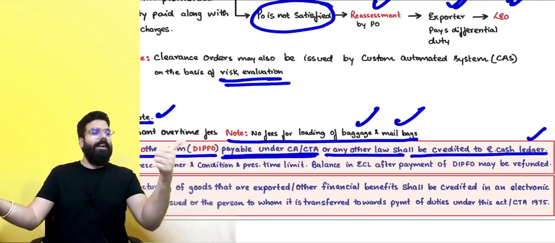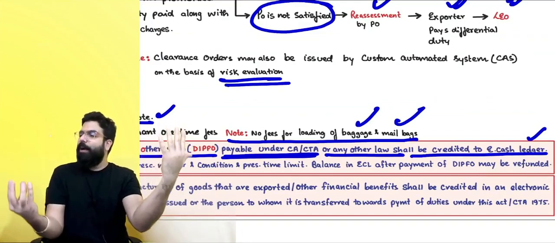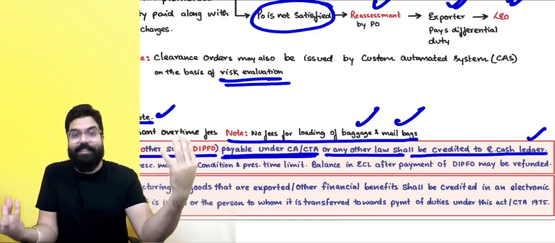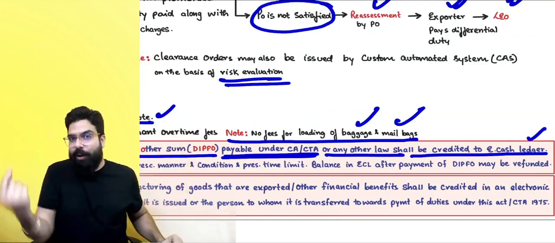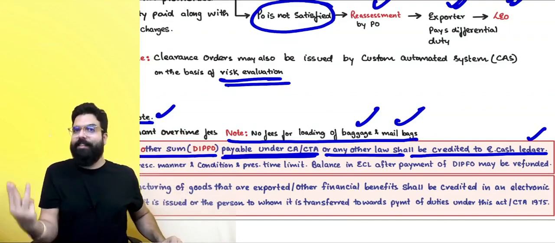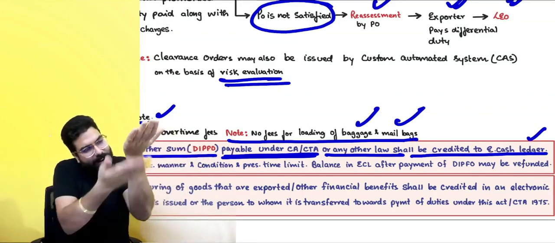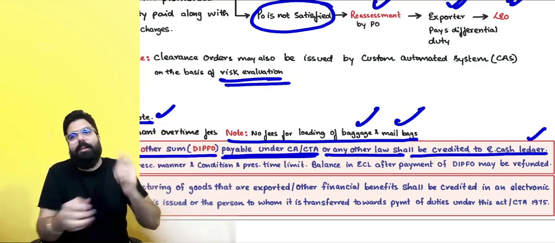So if I have to pay any duty, interest, penalty, fees or any other amount, first I will go ahead and put it in the e-cash ledger, which is maintained under the customs. So now under customs also they will have an e-cash ledger. You deposit your duty, interest, tax, fees or any other amount. Then use your e-cash ledger to go ahead and pay the duty, interest, penalty, fees or any other amount.